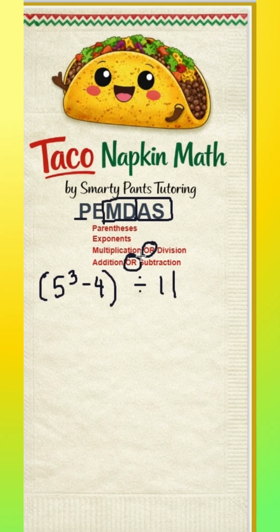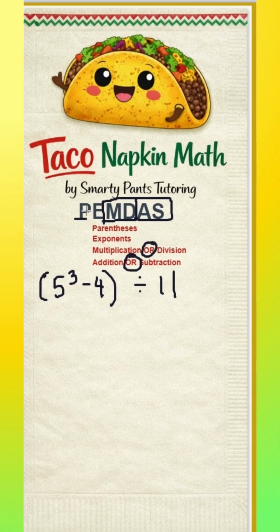So if you have multiplication in a problem before division, great. But if you have division coming up before multiplication, then you know what? You do division first. If you have subtraction before addition, you do subtraction first. All right, let's keep going. I'll show you what I mean.